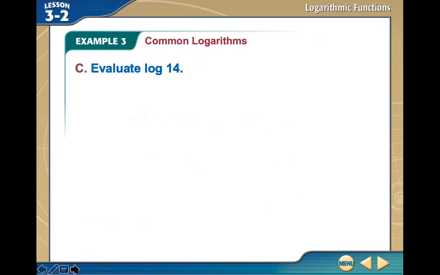Passing. Now, log 14. What will be the answer? So, what can I say for log 14?